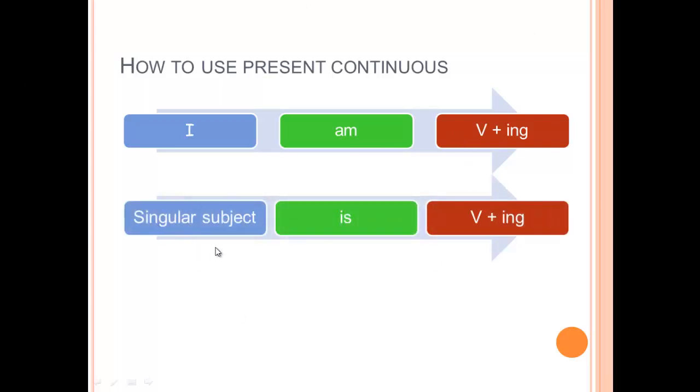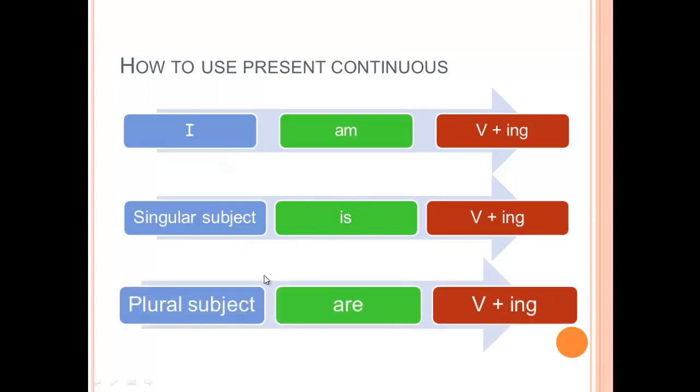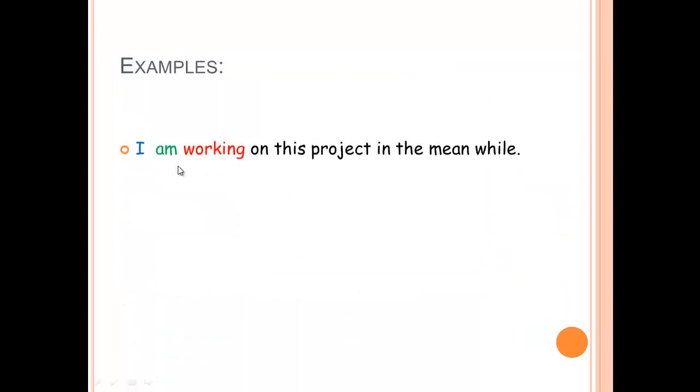Singular subjects like she, he, it, or Anna, Adam, whoever, take verb to be formed as is plus verb with ing. And finally plural subjects take are plus verb with ing, like they are playing, they are enjoying their time, or whatever. Okay? Examples to make it more clear.